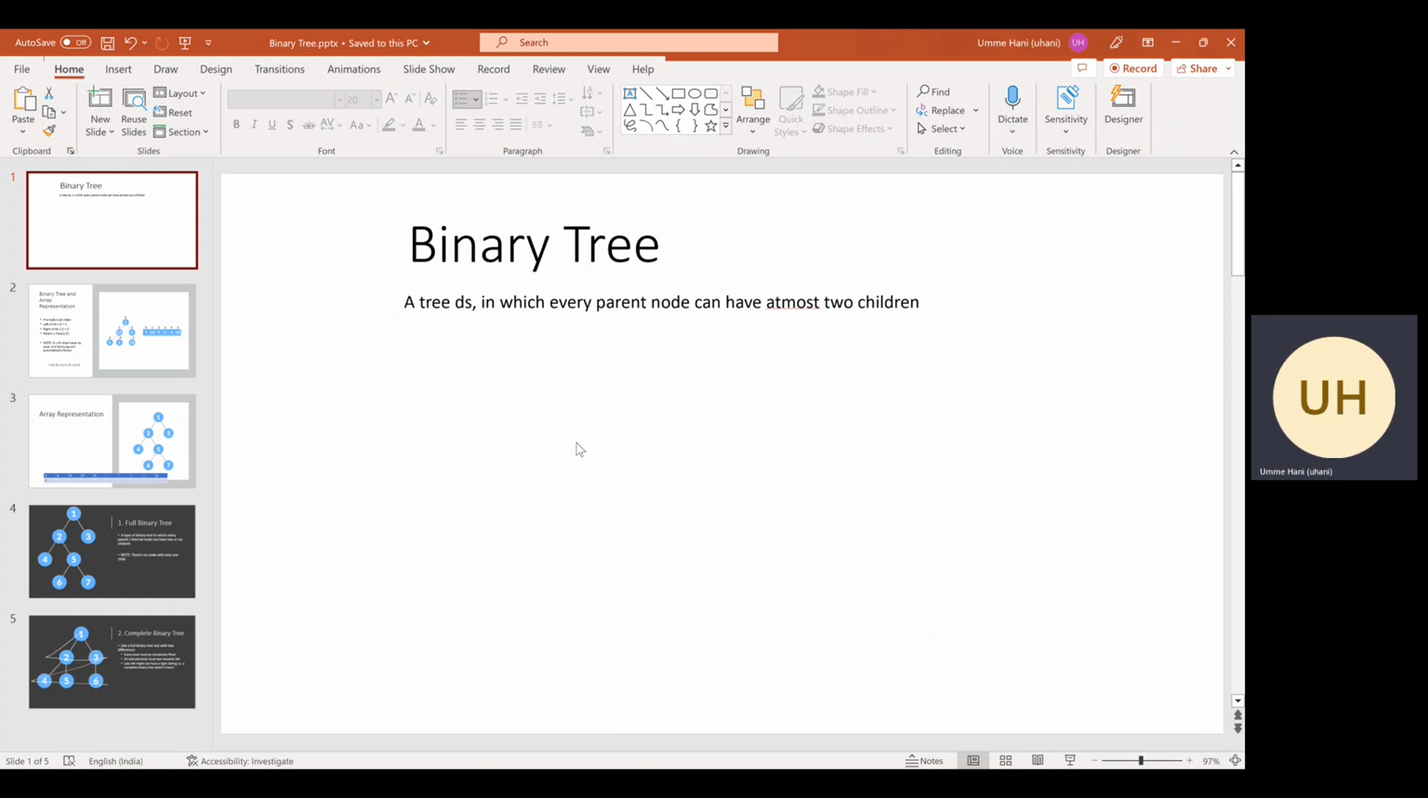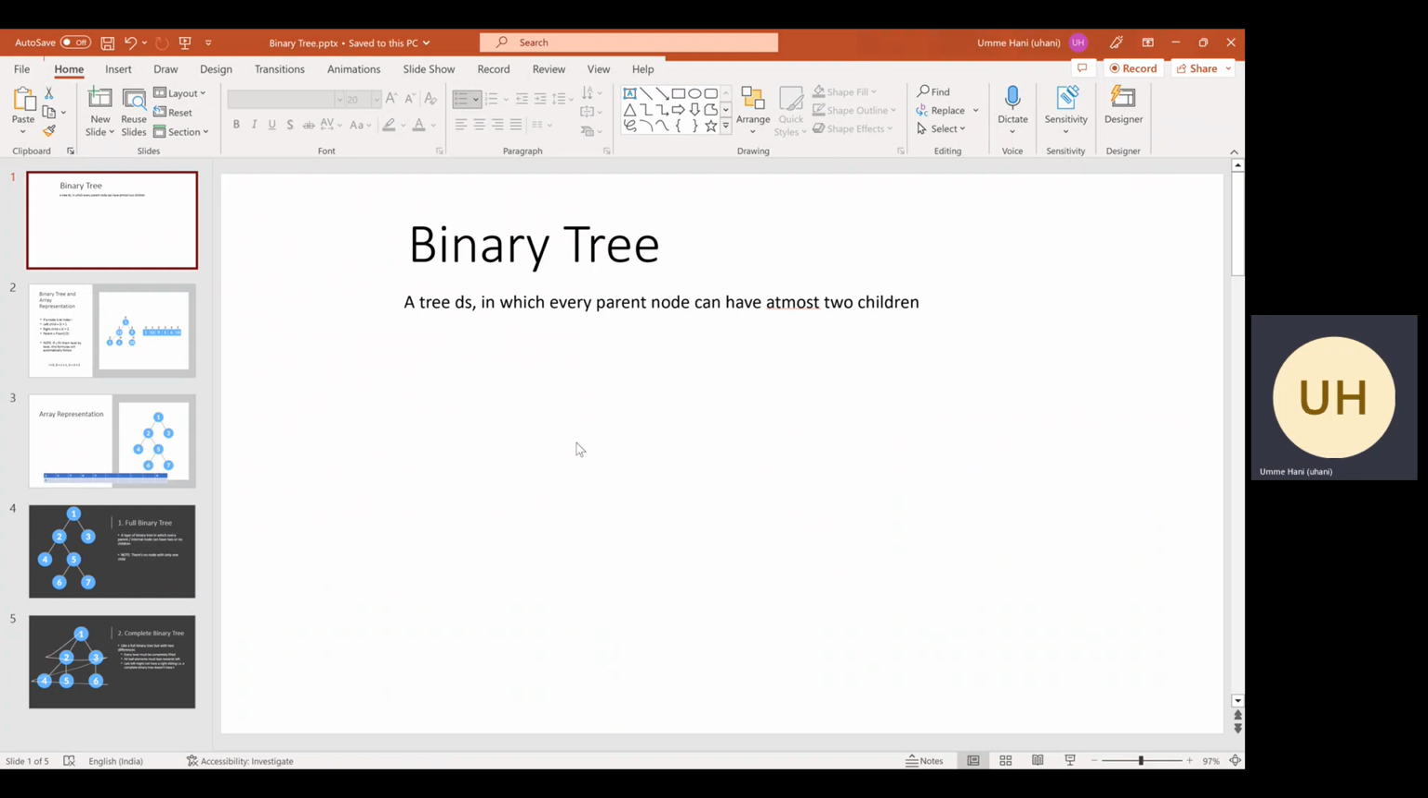So a binary tree is a tree data structure in which every node can have at most two children. So a node in a binary tree can have no children, or a node can have one child, or it can have two children.